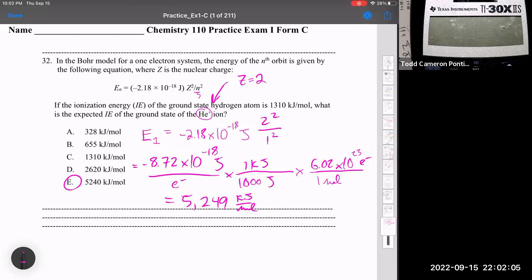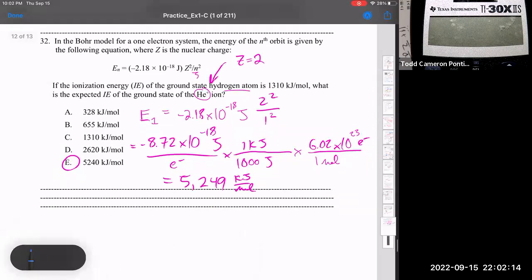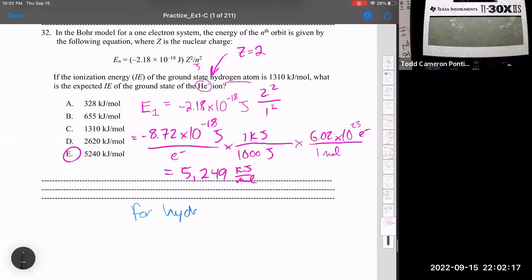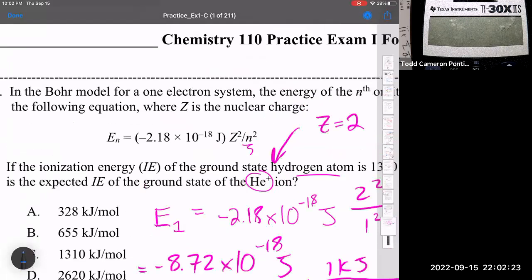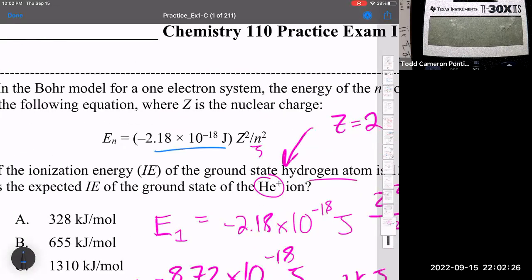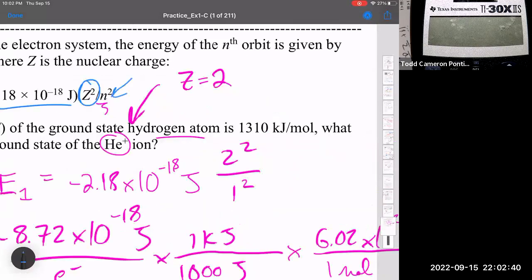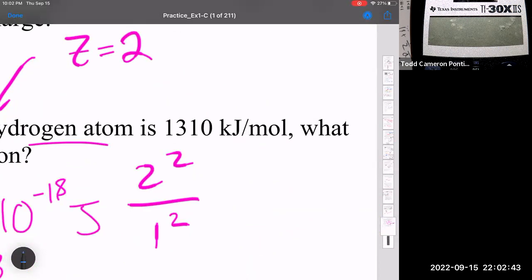The other way that you can do it is it tells us the ionization energy of hydrogen. Hydrogen, n equals 1, which means looking at this equation, everything else here, this and this would both be the same for helium plus. The only thing that would change is Z. So instead of 1 squared, it would be 2 squared, which is 4, meaning the energy would be 4 times greater. So you can take this number and multiply it by 4 and get the same answer, is the quick way of going about this.